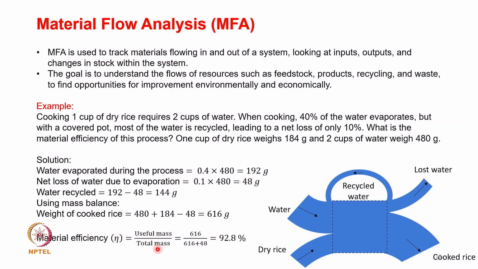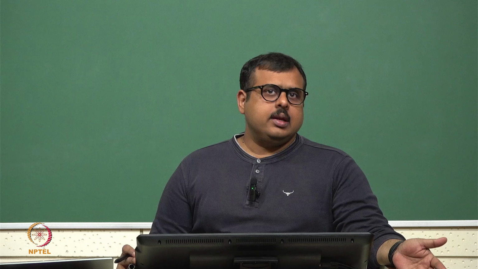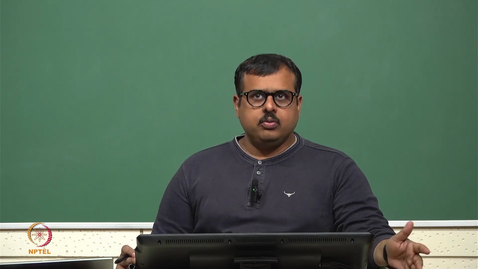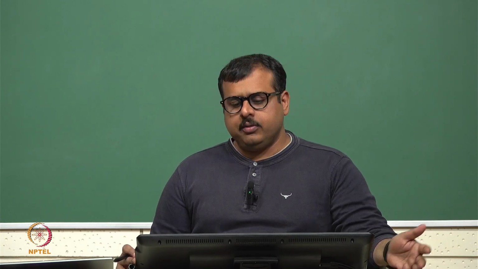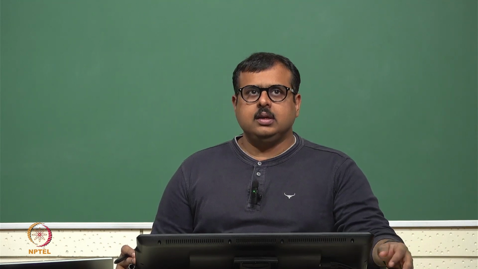What is useful mass divided by total mass. So the weight of the cooked rice of course is what is useful. So 616 divided by the total mass, which is of course 616 plus 48. So this would say that we are close to 92.8% material efficiency. So energy efficiency and material efficiency, you can't decouple both of them. Any flow of material eventually results in energy flow, and vice versa, as I explained.